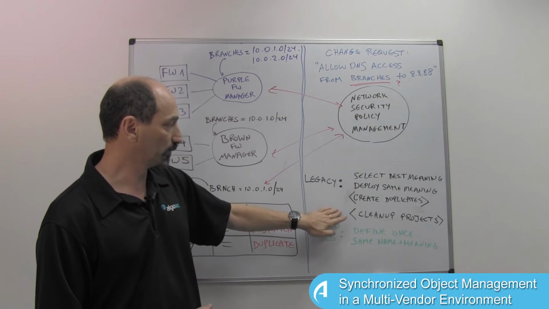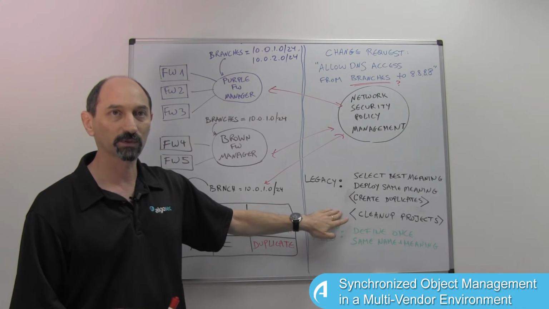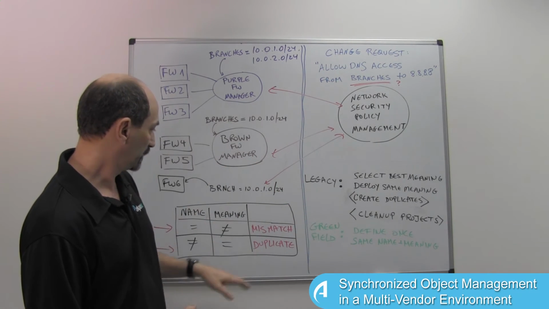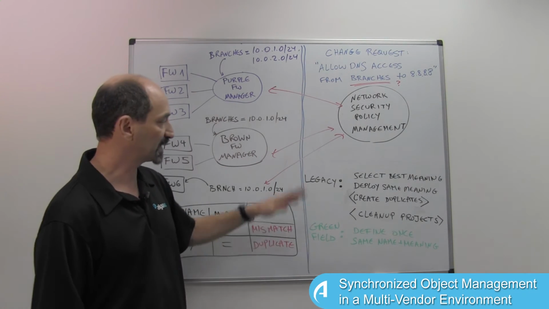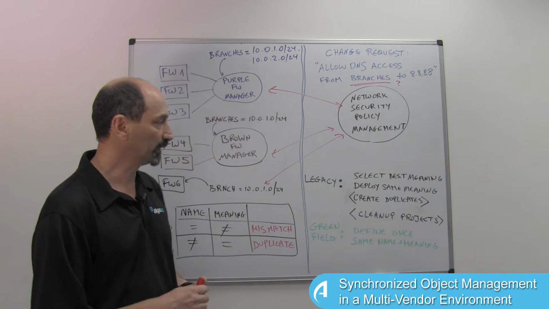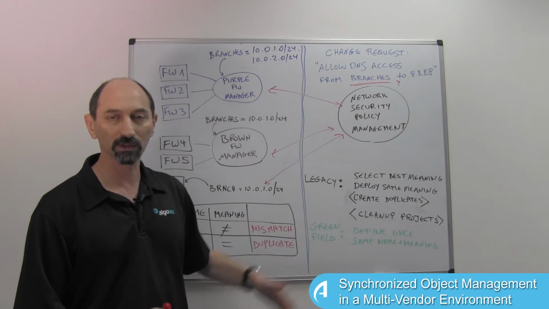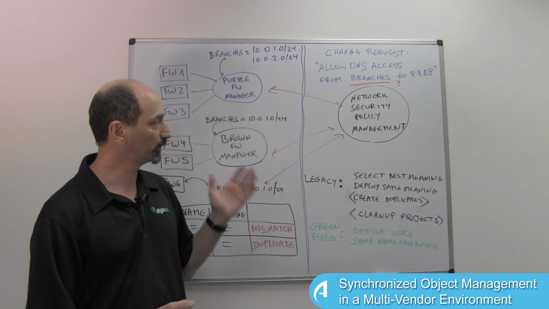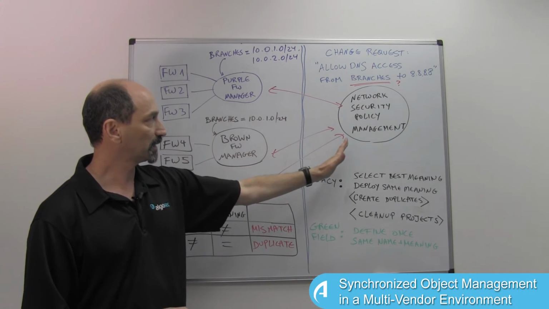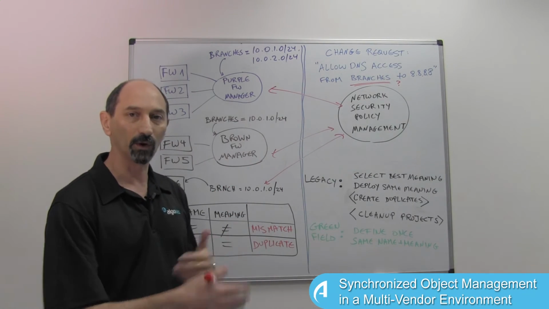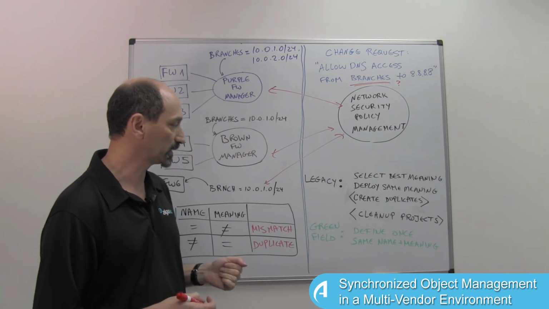And then you have room for cleanup projects, which means going back, using the reporting capabilities and finding mismatches and duplicates and standardizing on one or the other and eliminating the other ones. So this is what you can do in a legacy situation, and over time things get better if you use the powers of the policy management system effectively. Then all the new definitions will become synchronized.